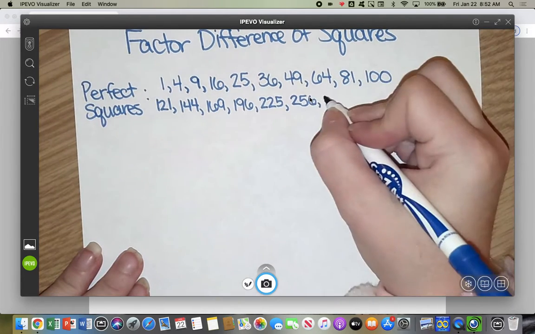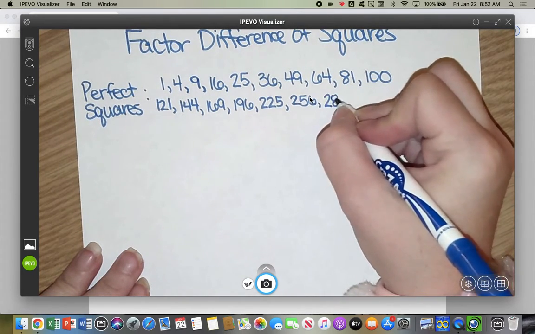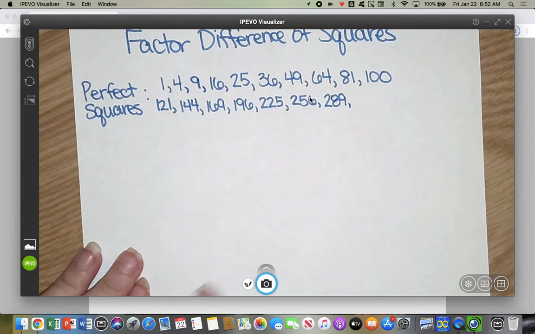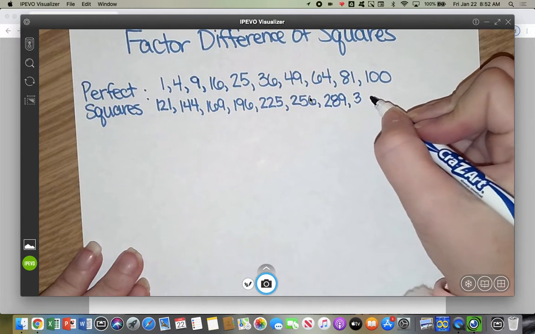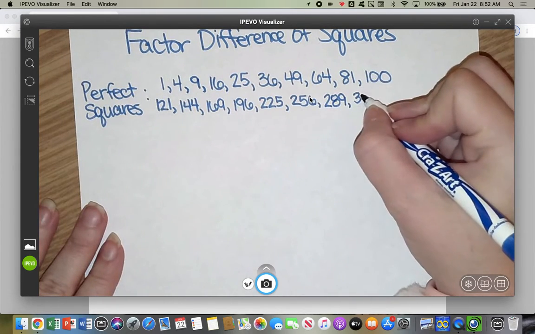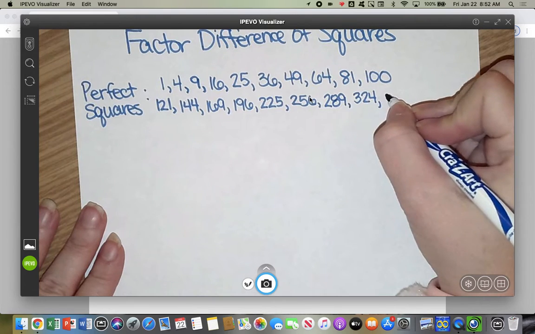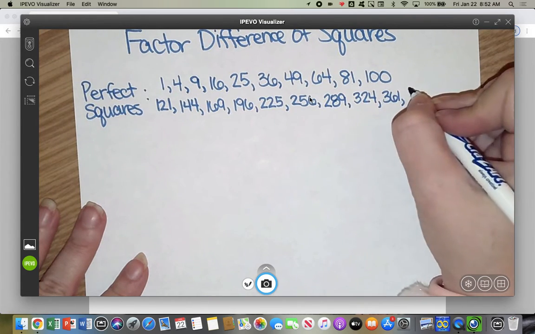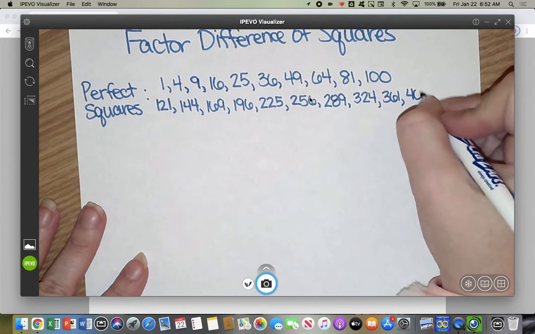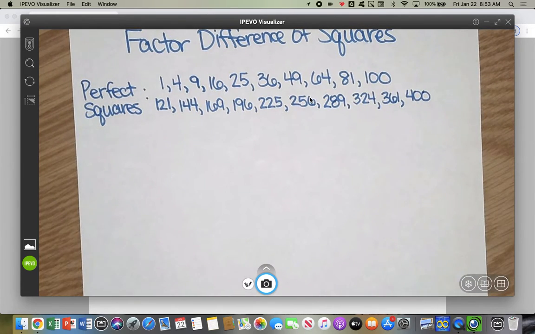17 squared is 289. 18 squared? Up a little bit more. 324. 19 squared is 361. And what's 20 squared? 400. All right, so I like making this list.